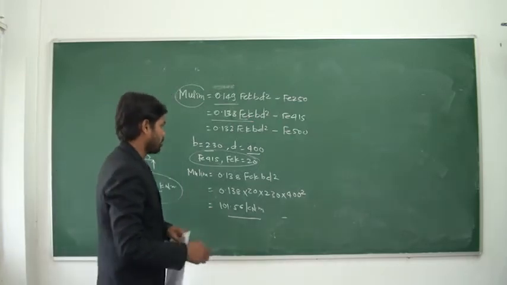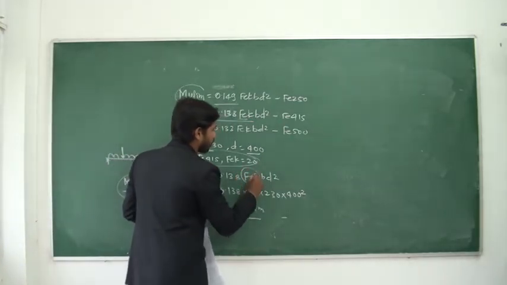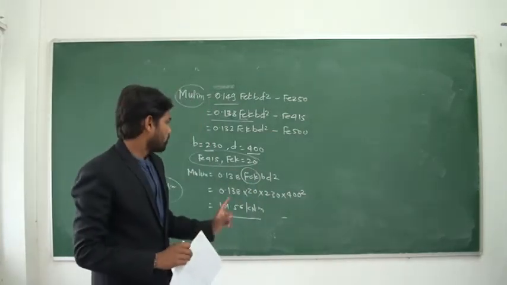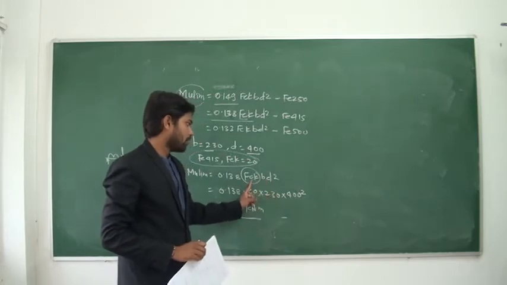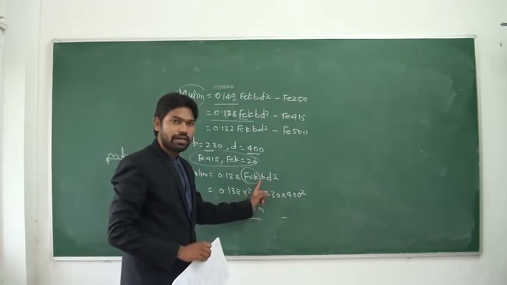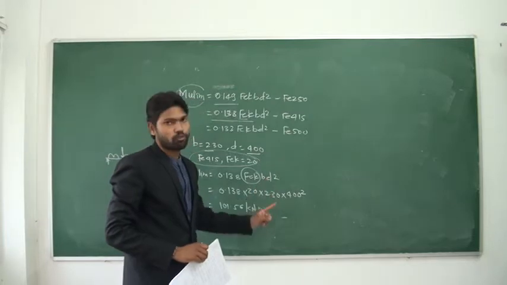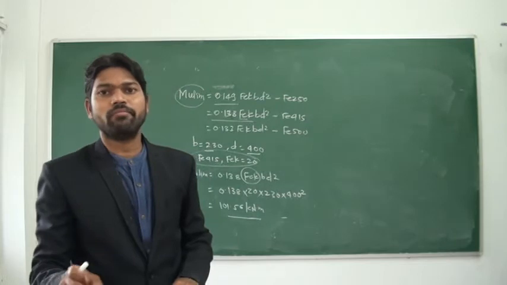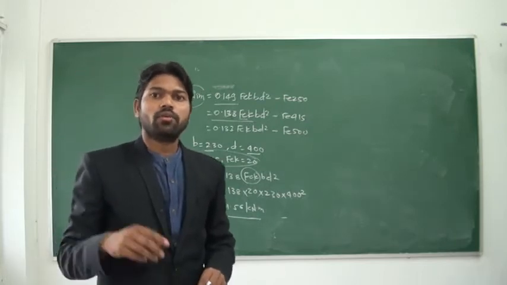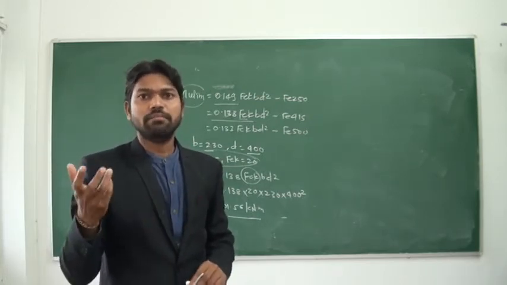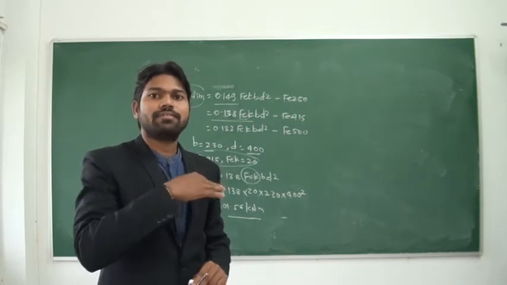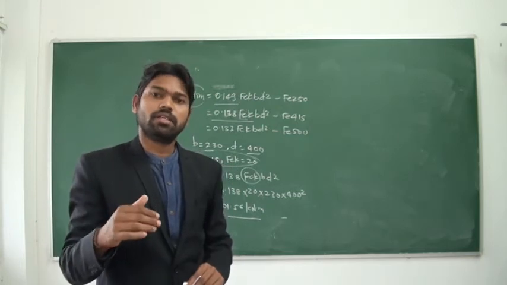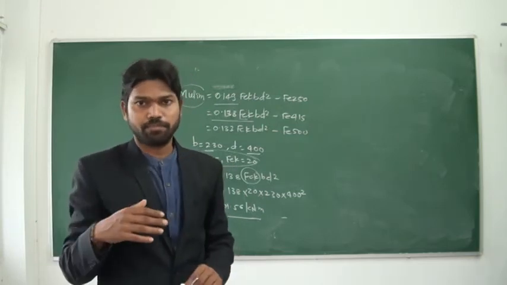But changing the concrete grade for one particular beam will not be an option. It means we have three options: either increase the grade of concrete, increase the width of beam, or increase the depth of beam. But changing the grade of concrete for one particular beam will not be an option, because when you cast concrete in beam as well as slab, we cast monolithically and simultaneously.